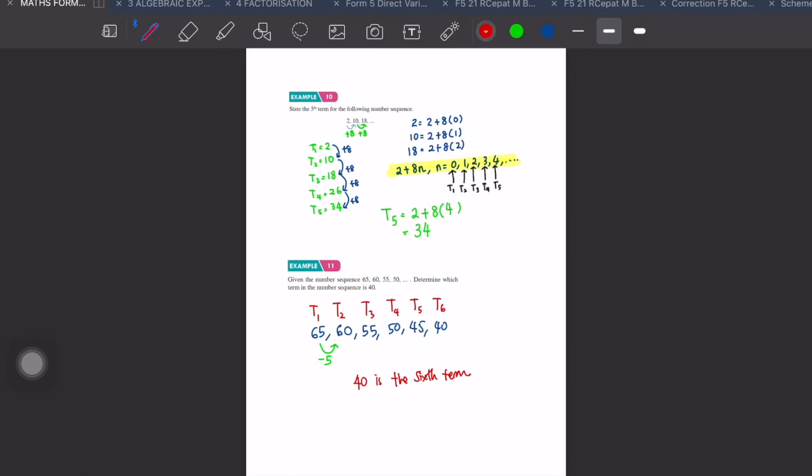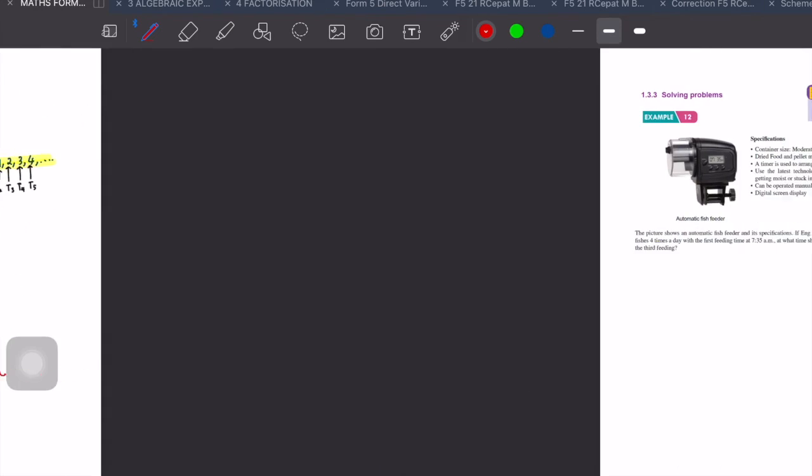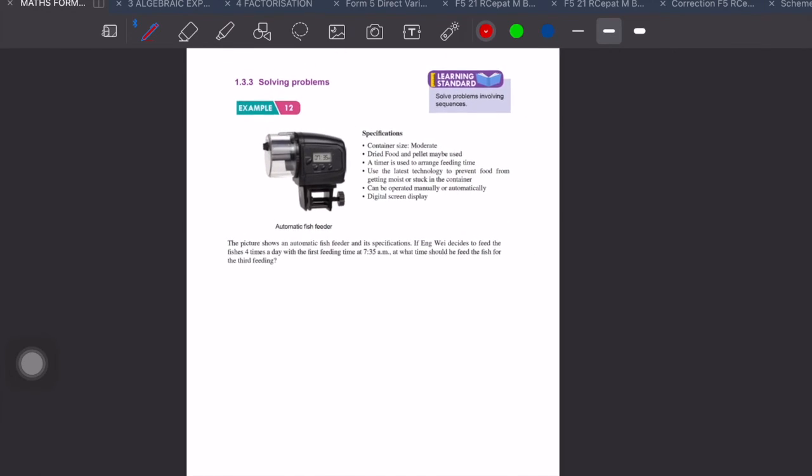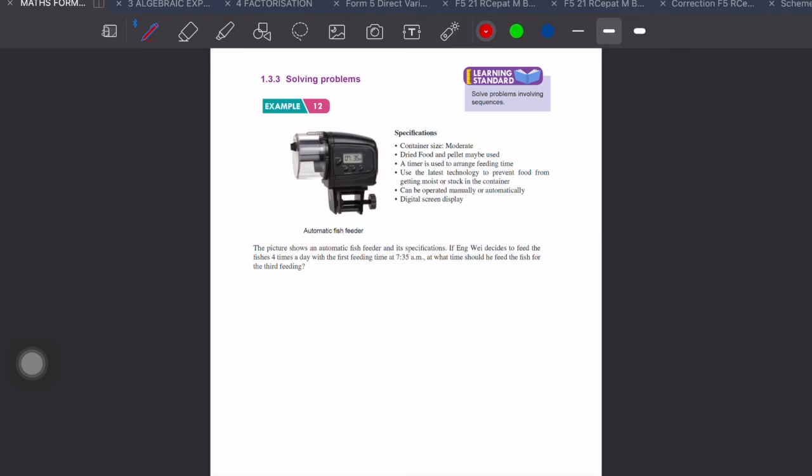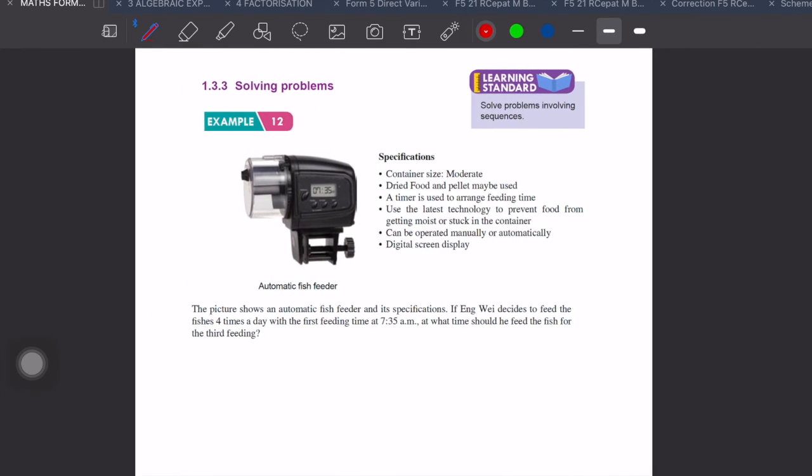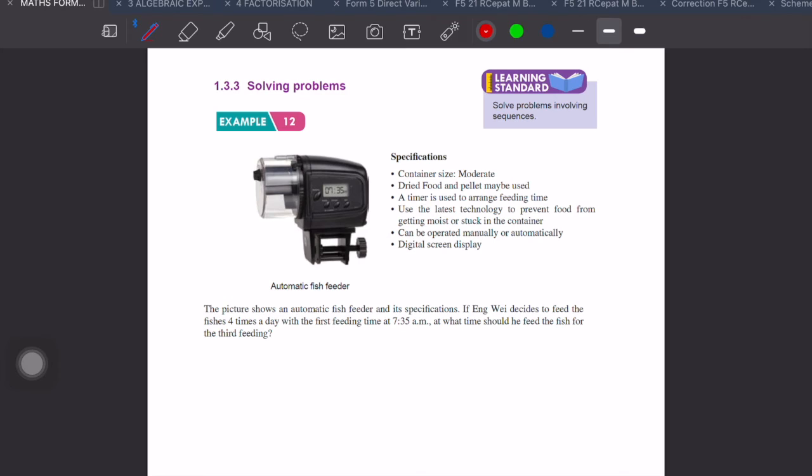Okay, so I hope you're clear with the example. Next we proceed to the last subtopic, solving problems. The learning standard is to solve problems involving sequences.